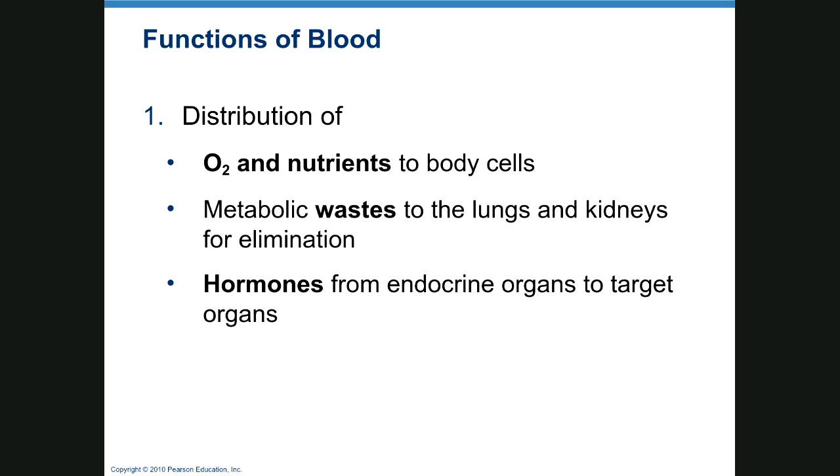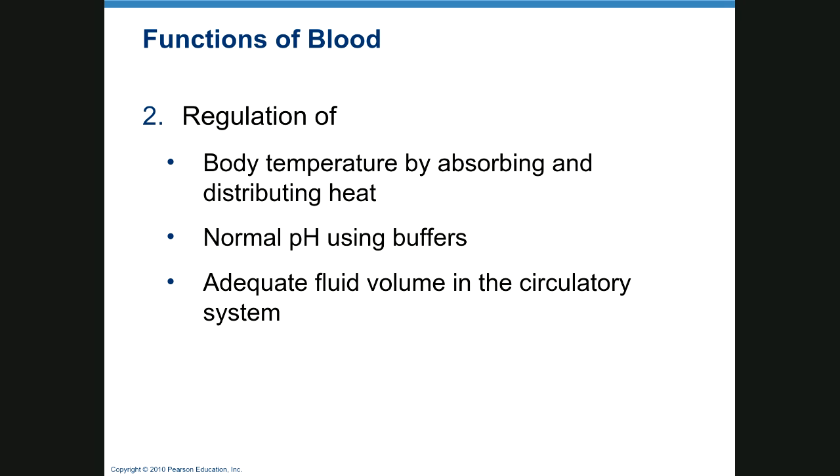Functions: distribution of oxygen and nutrients, metabolic waste, hormones, and regulation of body temperature. If you're too hot, you bring blood to the surface to cool you down. If you're too cold, you constrict vessels and hold heat in. The pH of the blood is normalized by buffers within the blood itself, and you have to have adequate volume of fluid in the circulatory system to be able to do the functions that blood needs to do.